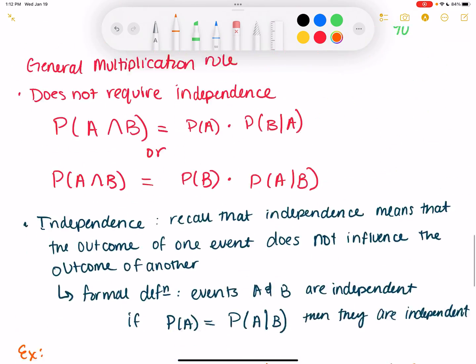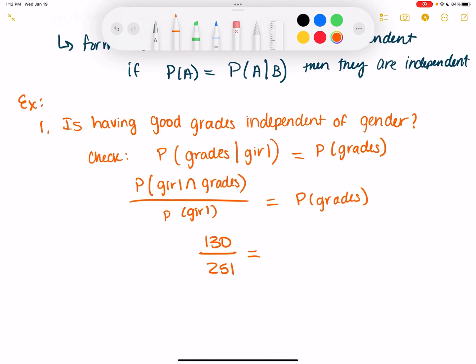Sorry. It's a problem because I don't have the table in front of me.